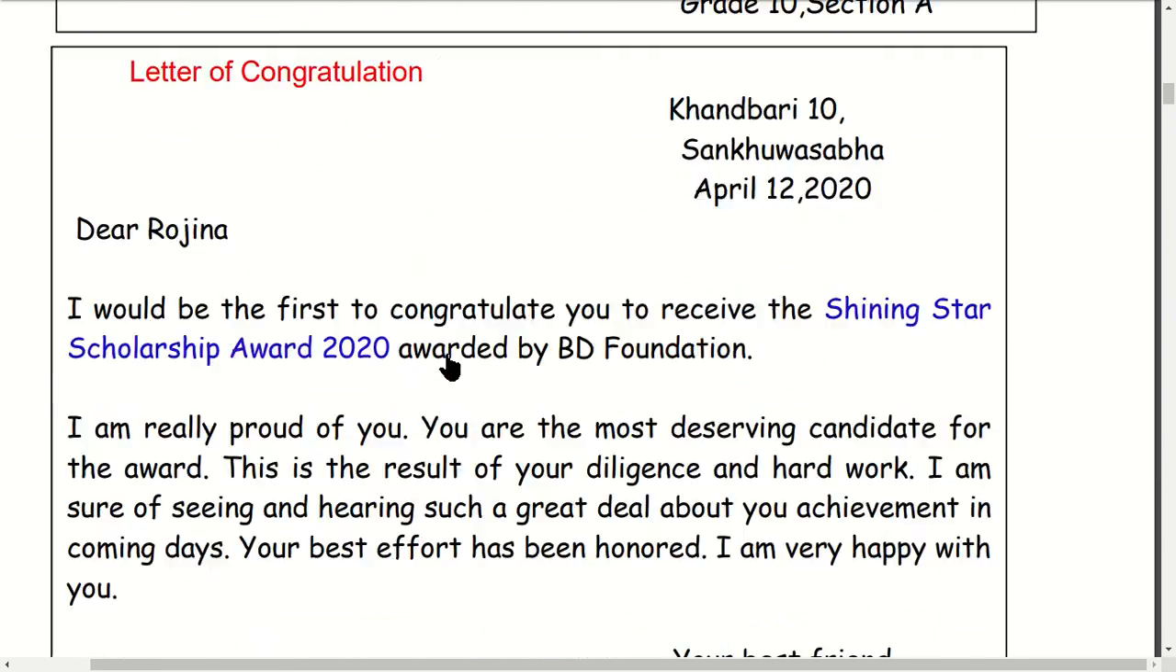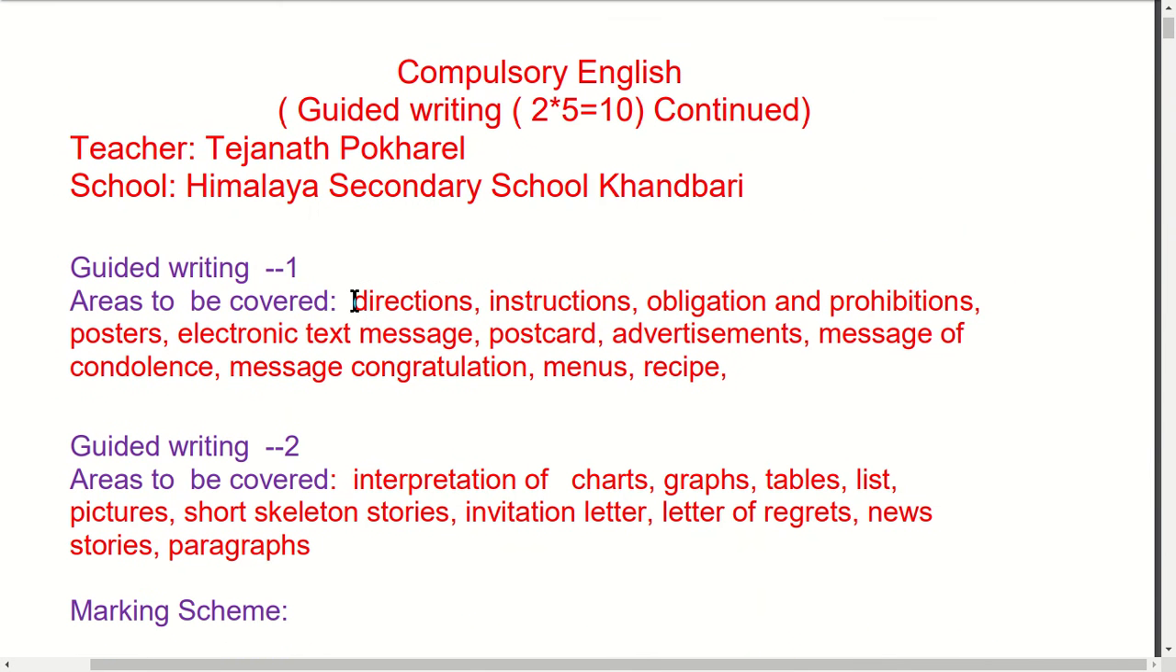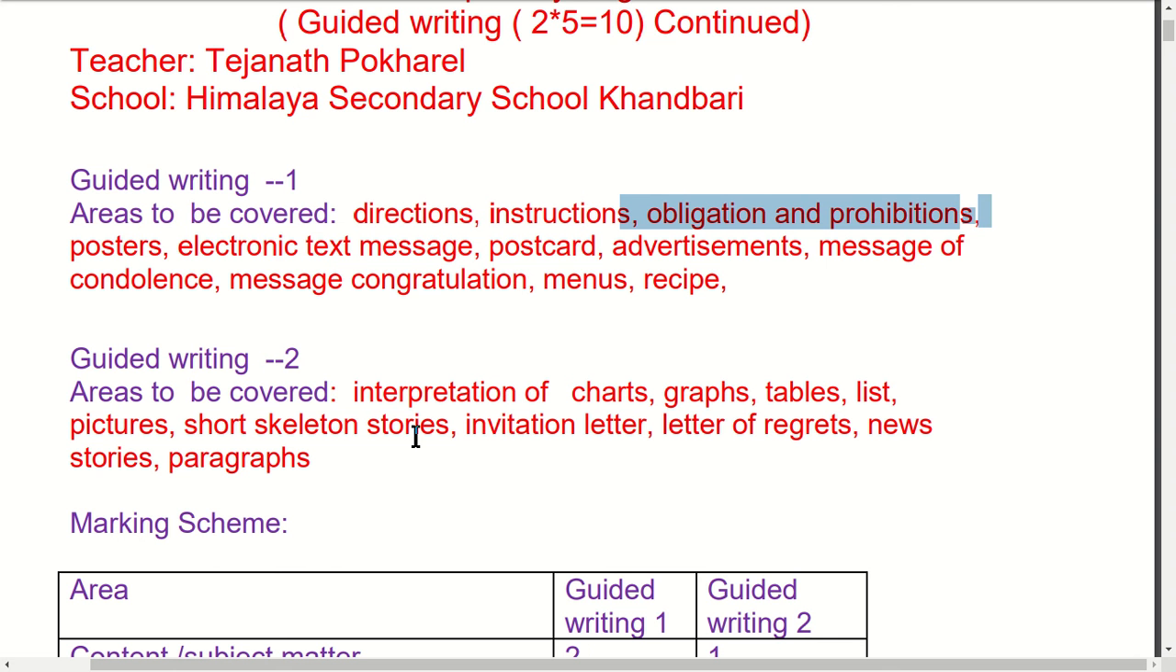Let's say unit guided writing number 1. There is something I think I missed: directions. I will show you some directions, also some instructions or obligation, prohibition. Then I will also tell something about electronic text messages. I told you about postcards, advertisements, messages of condolence, messages of congratulations, and menu recipes. I will have to tell you directions, instructions, obligations and prohibition in your next lesson.